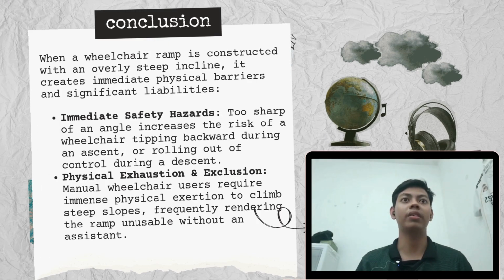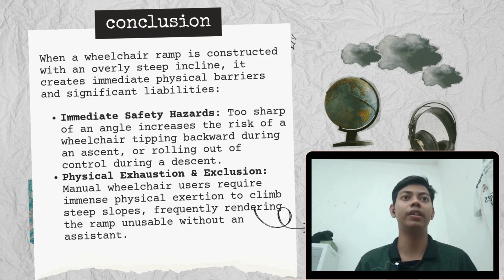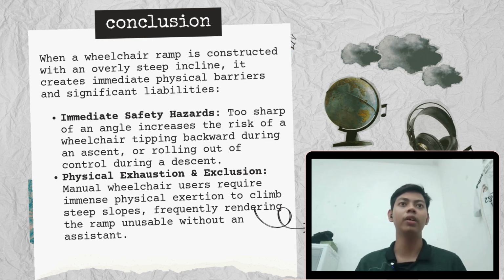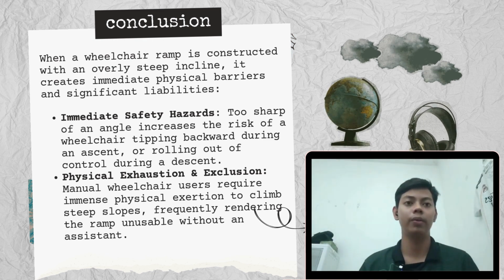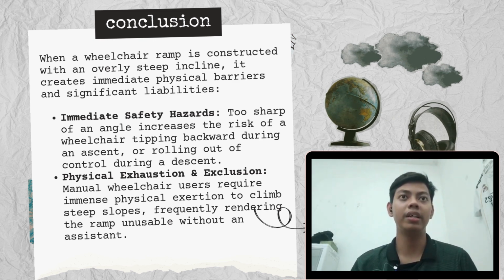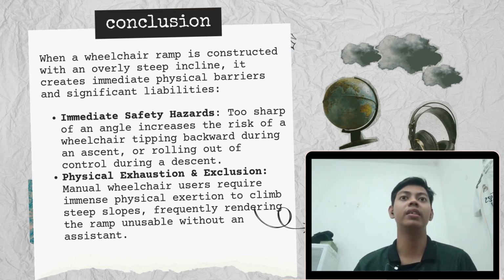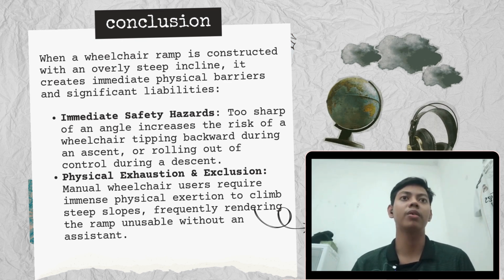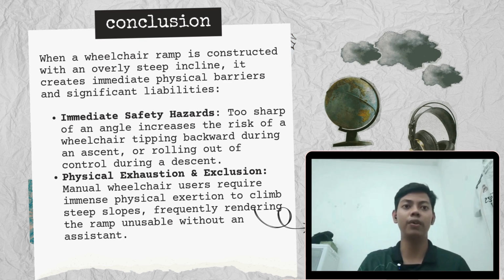To wrap up our presentation, let's look at the conclusion of what happens when a wheelchair ramp is constructed with an overly steep incline. When this happens, it creates an immediate physical barrier and significant liability. Let's break down the two main consequences of this design flaw.